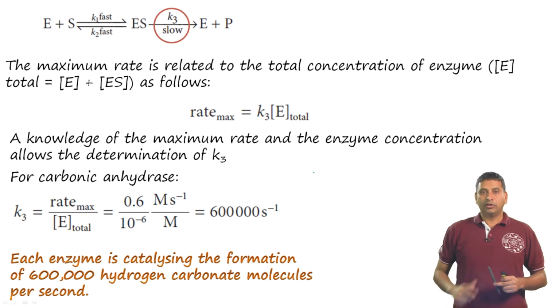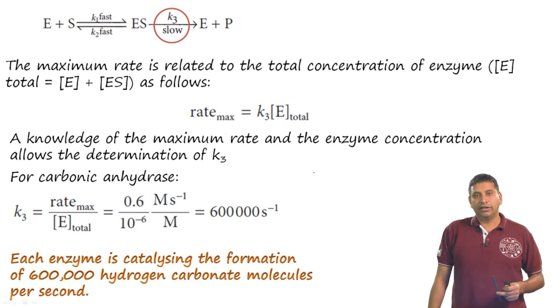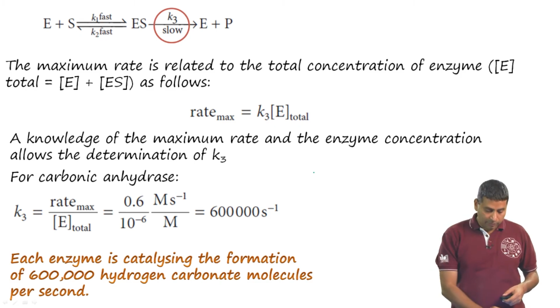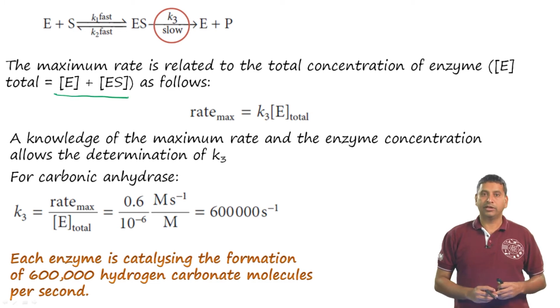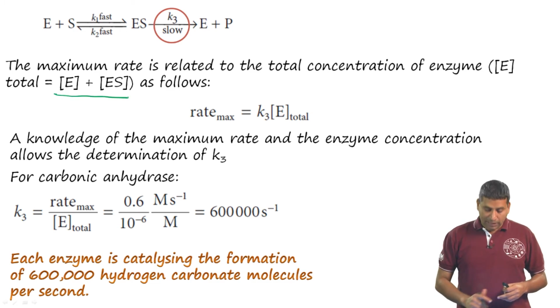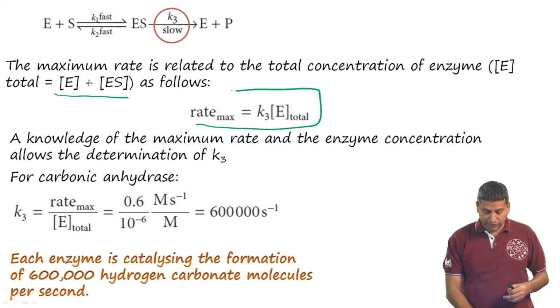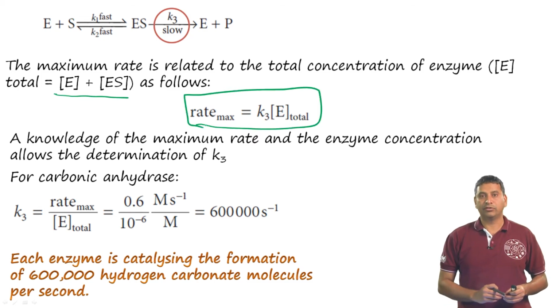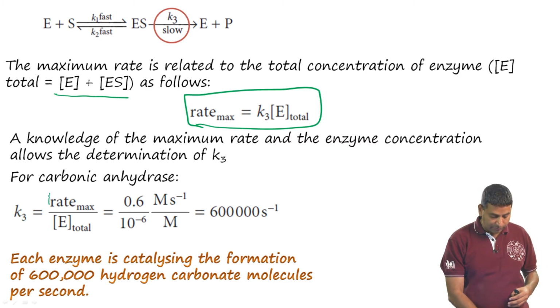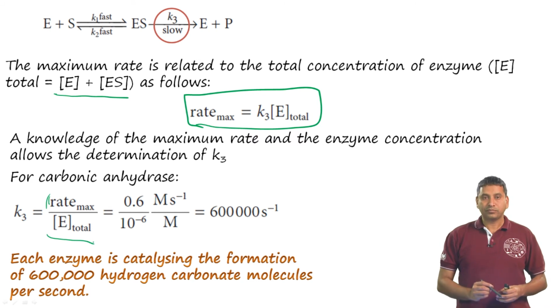Okay. So, the maximum rate is related to the total concentration of the enzyme, which is basically nothing but the concentration of the free enzyme plus the enzyme-substrate complex. So, the rate max that we can attain is basically K3 times the total concentration of the enzyme. So, knowledge of the maximum rate and the enzyme concentration allows us to determine K3. So, K3 is the rate max divided by enzyme total.